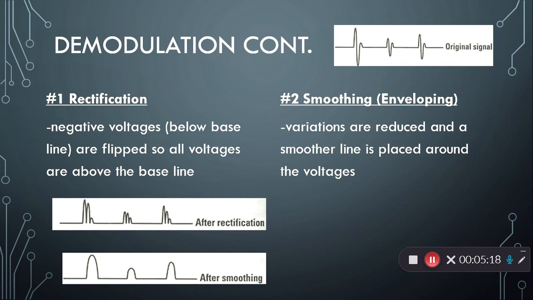In rectification, all the negative voltages that are below the baseline will be flipped above the baseline, but still at the same amplitude. Secondly, smoothing will happen. Variations of voltages are reduced slightly, which make a smoother line. To demonstrate this idea better, I added a few images. The first image at the top of the screen shows the original signal. The next image shows after rectification, all the voltages are above the baseline. Then the third image shows after smoothing, where you can see a simple arch of voltage that the machine can then interpret.